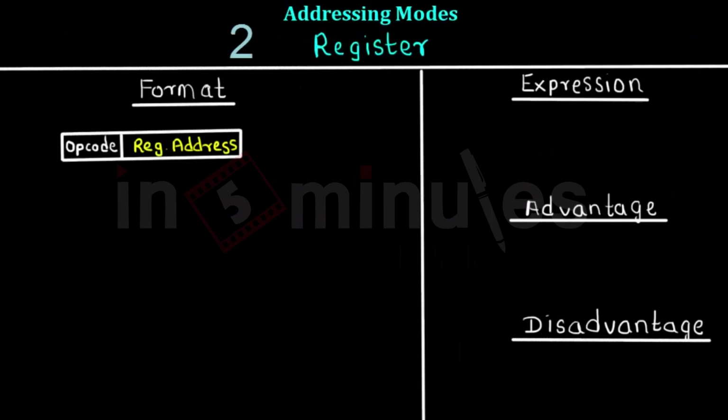The second type of addressing mode is register addressing mode. I hope you remember there are certain general purpose registers that are present inside the CPU. Now, these registers can be accessed during the data transfer or different instructions. During such instructions, the register address is provided in the operand field. So this type of addressing mode is register addressing mode.